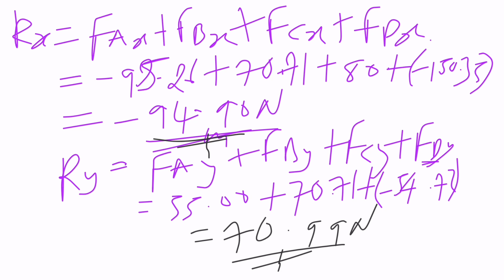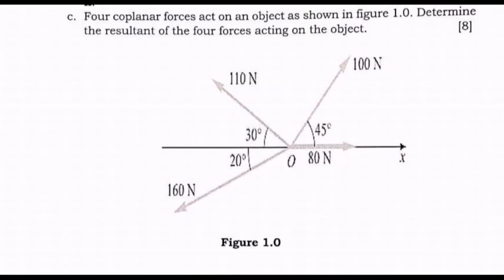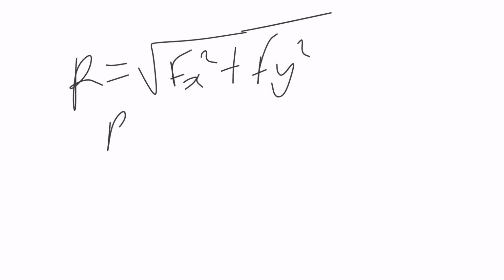What is the resultant? Now we know these two components, right? So the resultant is equal to the square root of Fx squared plus Fy squared. So all the totals for x and all the totals for y, we just insert them. This will insert on that and this will insert on that. So the formula is the resultant is equal to the square root of force x squared plus force y squared.